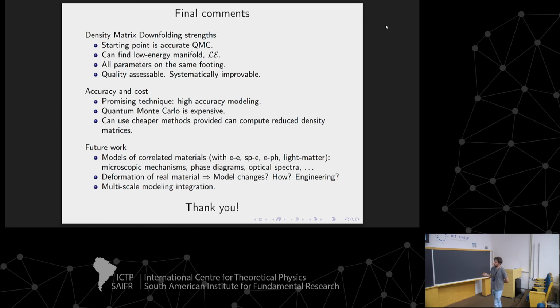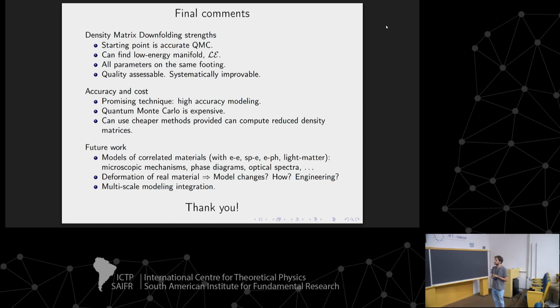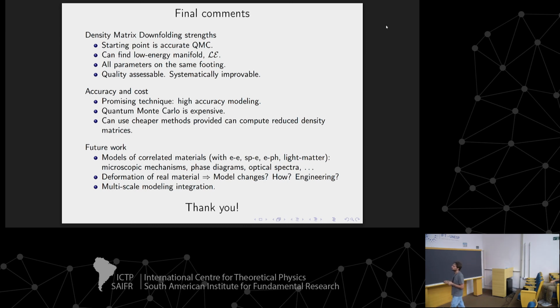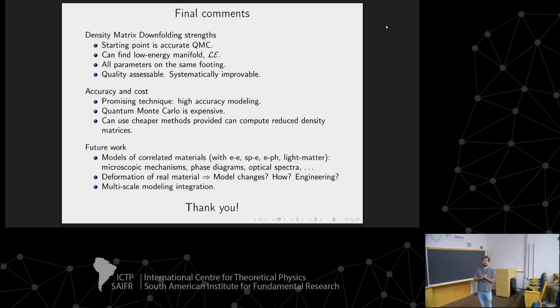In principle, we can use cheaper methods provided that we can compute those reduced density matrices that are the workhorse of our work. In the future, we expect to be able to do correlated materials, including electron-electron, spin-electron, and electron-phonon interactions, and eventually be able to investigate microscopic mechanisms and phase diagrams and so on. Multiscale modeling is also something that we expect to contribute to. Okay, that's all, people. Thank you very much.